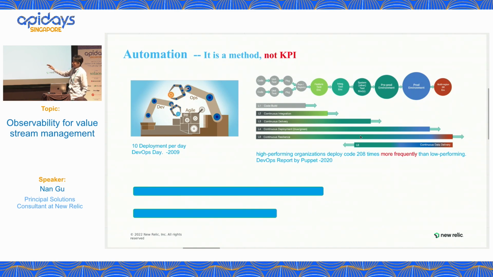Even among organizations that have already adopted automation, the higher performance organizations are much faster than the low performance organizations. But we're not saying automation. We say 208 times more frequent than the other organizations. That's why we measure our work, not automation, using automation as a method only.